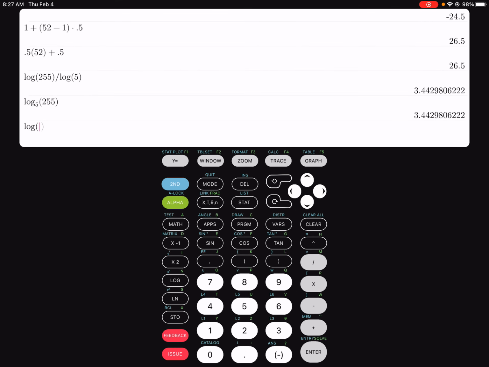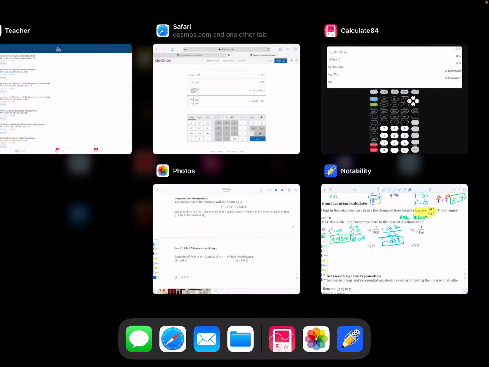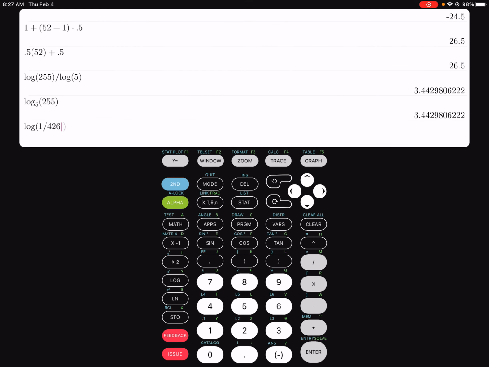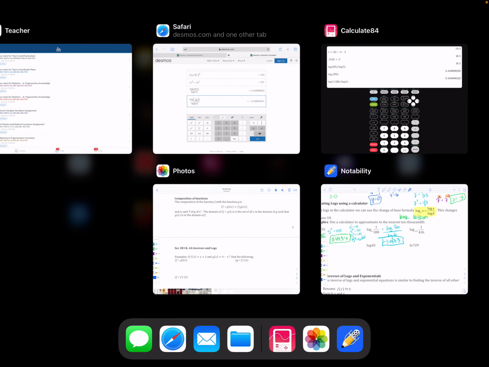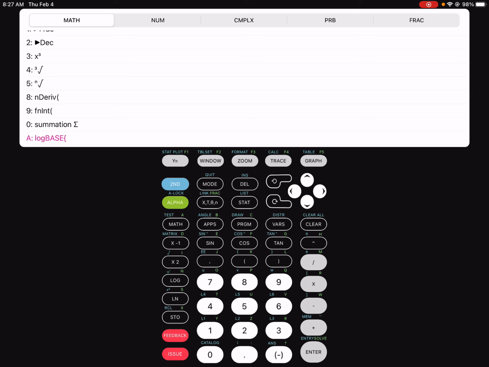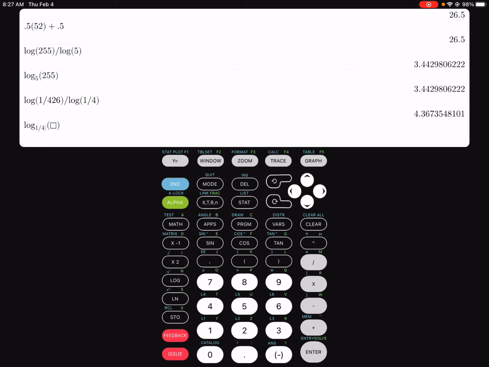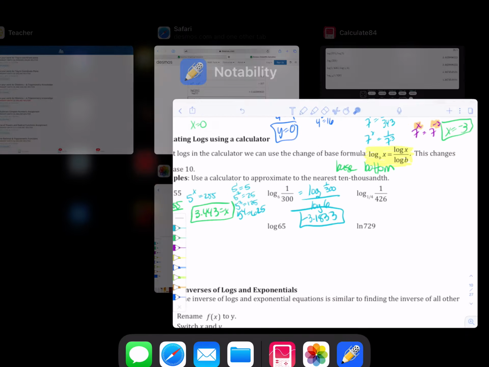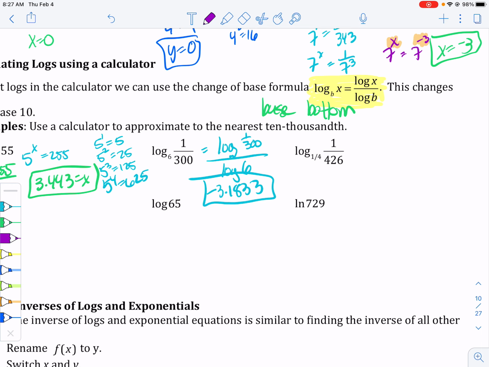So we're going to do log of 1 over 426, close my parenthesis, divided by log of 1/4, and then hit enter. Again, you could do math up to log base and then do 1/4 over 1 divided by 426 and get the same thing. So after the 4 decimals is a 5, so that bumps it up. So 4.3674.